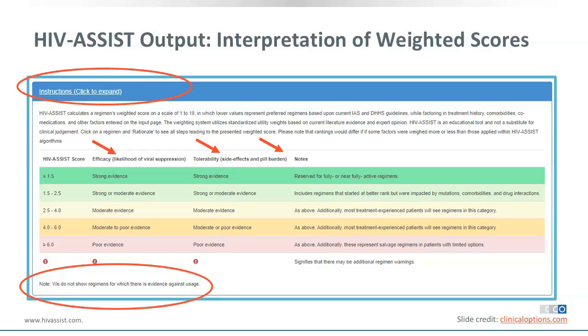This HIV-ASSIST weighted score is a composite score that seeks to maximize likelihood of viral suppression while also maximizing tolerability. Lower scores are preferred. Overall, the way the tool works is by assessing mathematical penalties when there are regimens that have increasing pill burden or for which there are side effects or likely drug-drug interactions. The tool applies a relatively low score when there is evidence for being able to achieve virologic suppression in the context of the inputs that are provided.